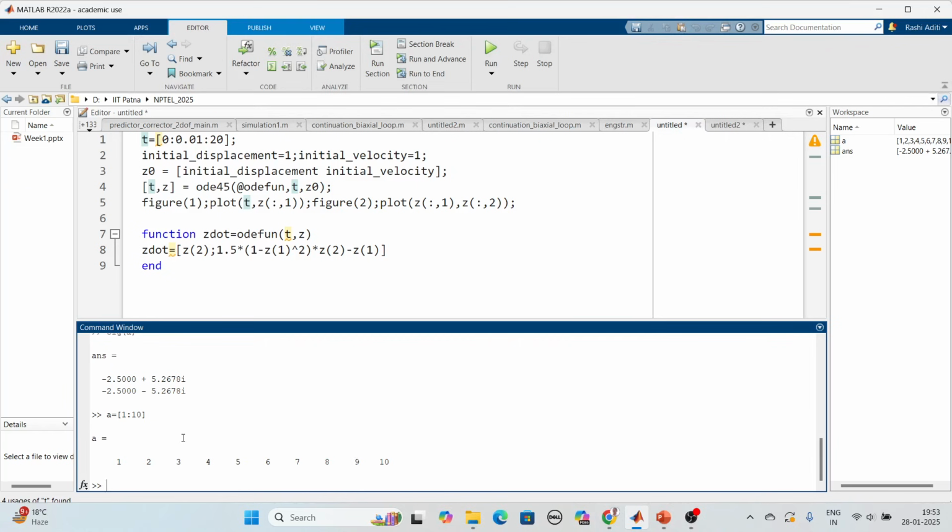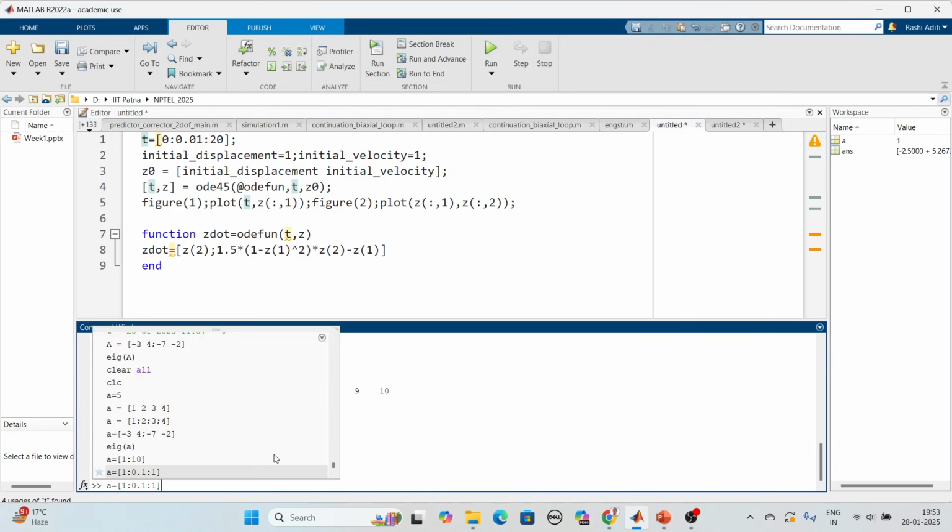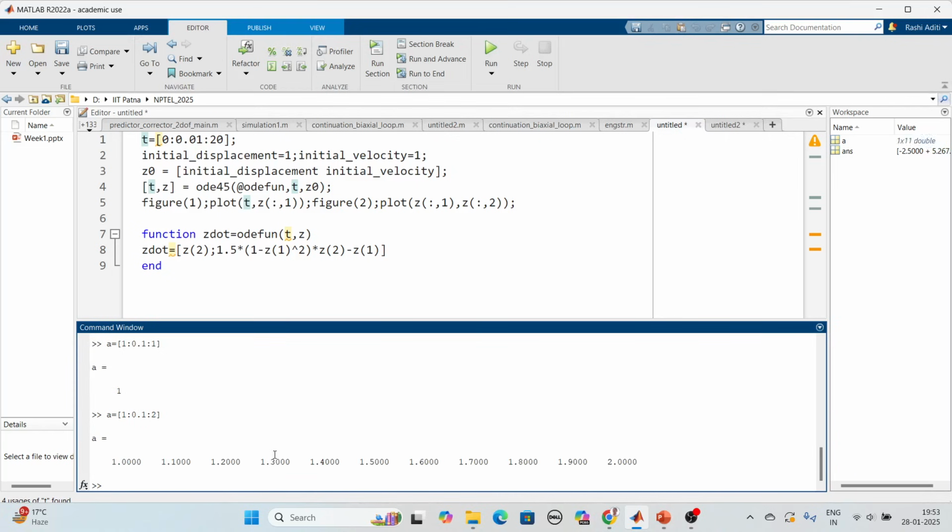Okay, so a is essentially a variable which is 1, 2, 3, 4, 5, 6, 7, 8, 9, 10. It is from 1 to 10 by default, taking 1 as a step. But if I specify a step of 0.1, see, now it is defining a as a variable from 1 to 2 with a step of 0.1.